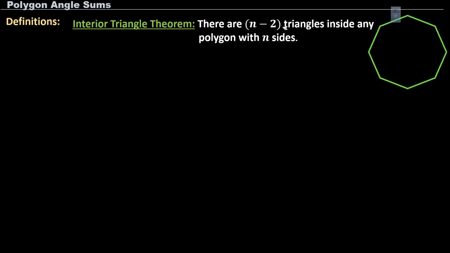So if we look at the shape that's next to this definition, this shape has 8 sides to it. If we pick one of the vertices on here, I can draw 5 lines in there, creating 6 non-overlapping triangles. So this 8-sided shape can perfectly fit inside of it 6 triangles. So the interior triangle theorem, however many sides are in the shape, you can fit that number minus 2, that many triangles inside of that shape. So an 8-sided shape will always be able to fit 6 triangles inside of it.